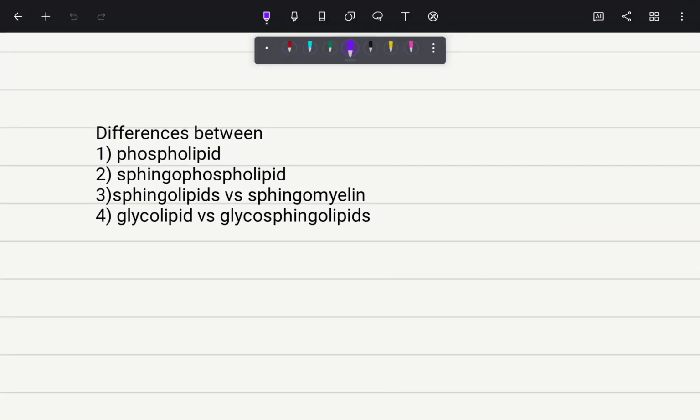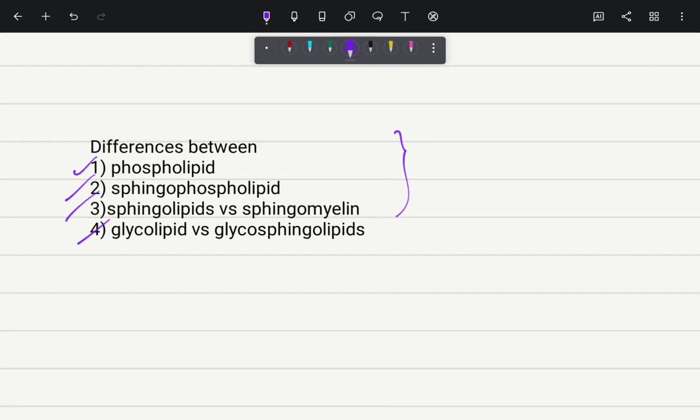Hello guys, welcome to Dr. Science. So today we are going to learn the differences between phospholipid, sphingophospholipid, sphingolipids versus sphingomyelin, and what is glycolipid versus glycosphingolipids. I know this is a little bit confusing because in my second year I was confused about these structures and their names, but I will try to make it as easy as possible in this video.